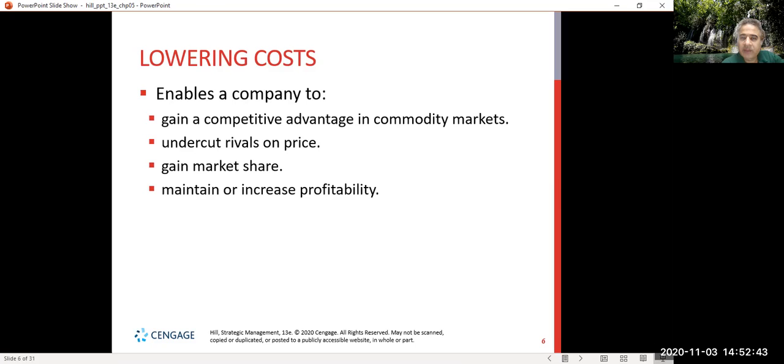And if you are offering the product which your rivals are not able to offer at that price, that is the advantage for the company. So it will help the company to gain market share, and it will maintain or increase the profitability of the company as well. Okay.